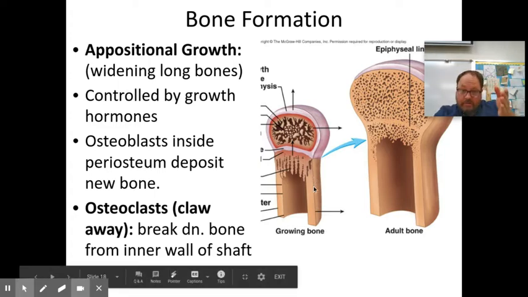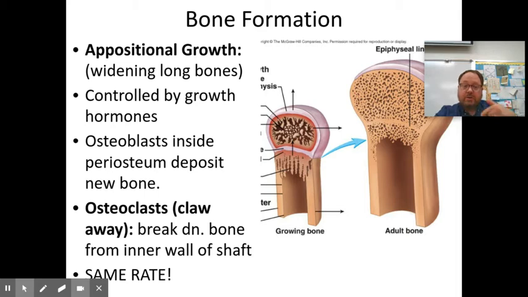On the interior of the shaft, there are other cells called osteoclasts. And the way I think of osteoclasts, they claw away bone. They dissolve that bone. So osteoblasts add bone to the outside. Osteoclasts remove bone from the inside. And what we notice is that the bone gets wider. If you look, the thickness of the bone in the shaft stays about the same, but the distance between the two sides of the shaft gets wider. And that's because osteoblasts are adding hardened tissue on the outside, and osteoclasts are removing that tissue on the inside. So the thickness of the walls stays about the same, but the distance between the walls increases.